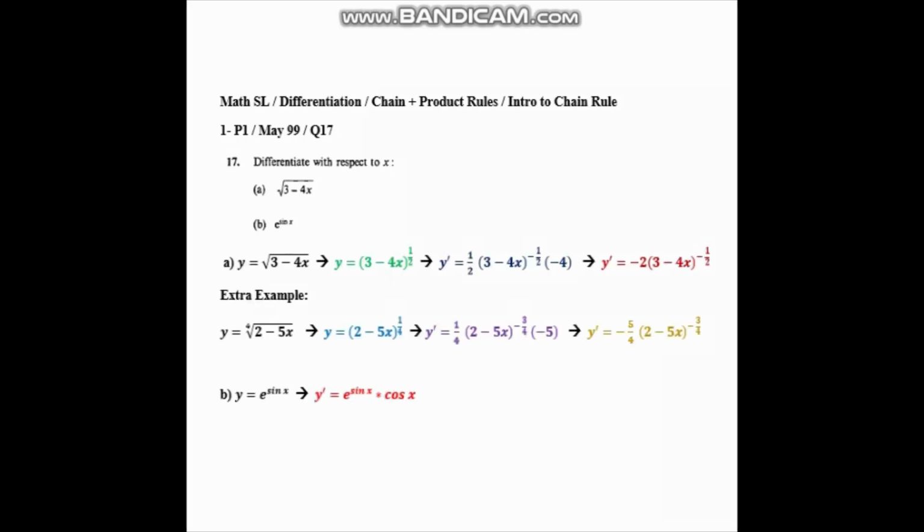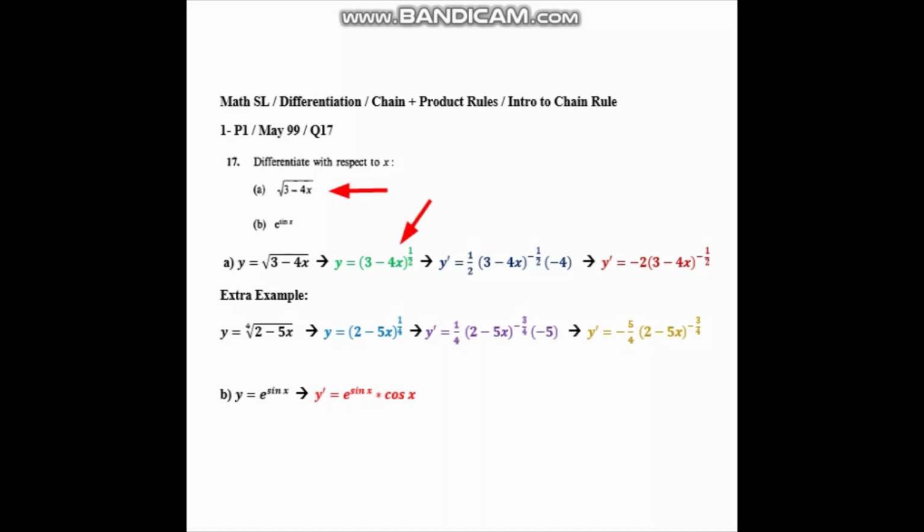So for question A, we are required to differentiate with respect to x the function root 3 minus 4x. So you should be familiar with the basics and the essentials of differentiation, where we multiply by the old power and reduce the power by 1 and so on before you attempt to solve chain rule questions, and you should consult a textbook if you don't know how to do that yet. For the purpose of this question, we shall rewrite the function in this green format.